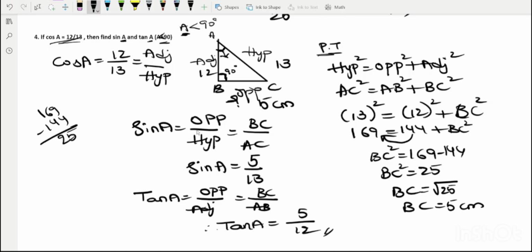Sin A, the formula for the sin A would be opposite by hypotenuse, that is opposite is 5 and hypotenuse is 13. Sin A equals to 5 by 13 and tan A equals to opposite by adjacent, which is BC upon AB. So which is 5 by 12. So this would be the problem.